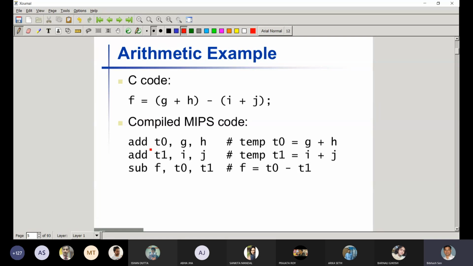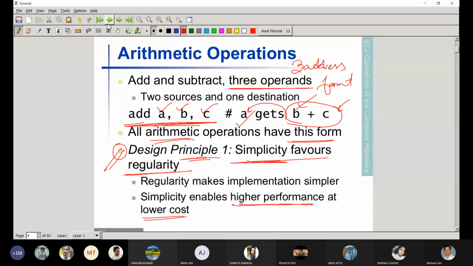Sir, in the previous slide, add A, B, C and A gets B plus C are equivalent. This is the meaning of the information. Add A comma B comma C means that B and C will be added, then the result will be stored in A. So A gets B plus C, the summation of the addition. That is what I have written here: A gets B plus C. That means the summation of B and C will be stored in A. Is it clear? Yes, sir. Thank you.